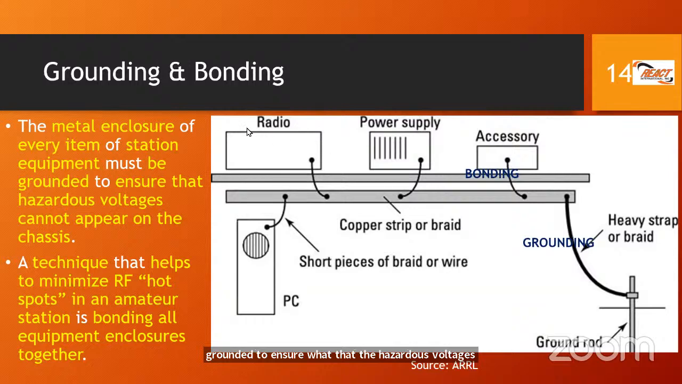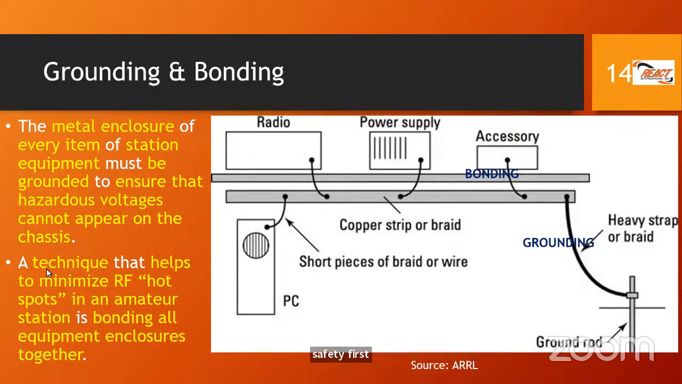Because if a hazardous voltage appears on the chassis and it's not properly grounded, you might be the ground. You might touch the radio and you become the ground. The current will flow through you. And there you go, you could get a pretty nasty shock as well. You could get burnt. So safety first.